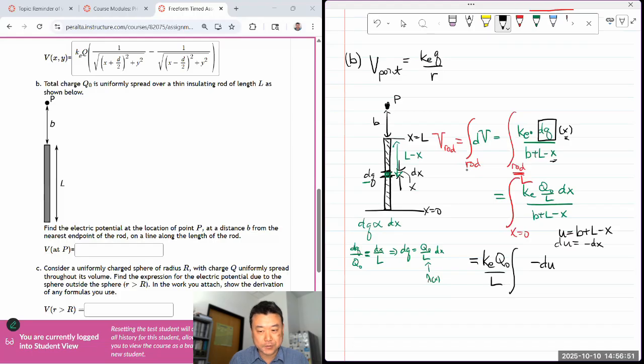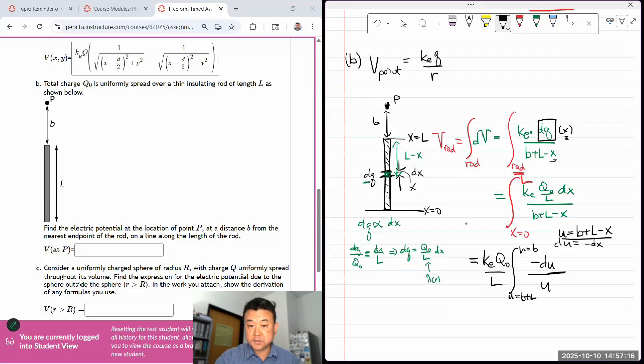Let's hope that goes away somehow. The entire way I chose this u was so that this denominator would be u. That way I can integrate easily. For the limits, if I plug in x equals 0, then u equals b plus L, and if I plug in x equals L, then u equals b. I'm hoping this kind of reversed limits will cancel out the minus sign.